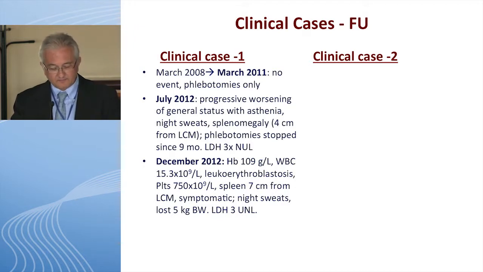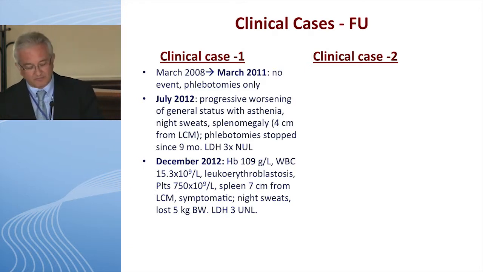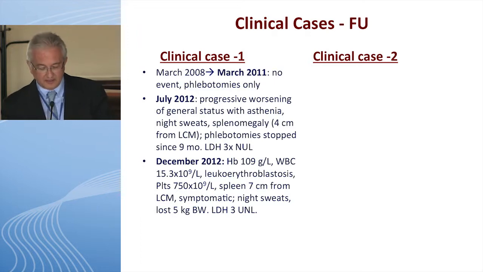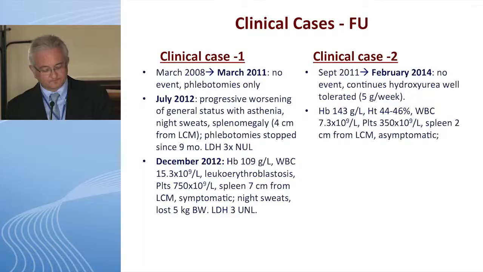6 months later, he was tendentially anemic. There was no clear iron deficiency in this subject. There was an increase in leukocytes. There were a few, but they were present, immature myeloid cells and a few erythroblasts in the blood film. The platelets were slightly increasing, and again, this was not related to an iron deficiency. There was a further increase of the spleen, and the patient was heavily symptomatic, and in particular, he had lost some kilograms of body weight.